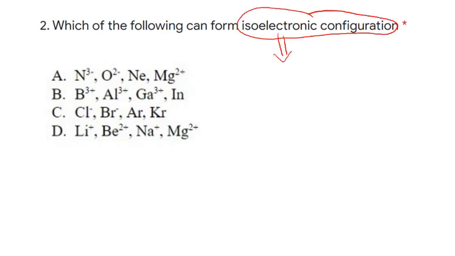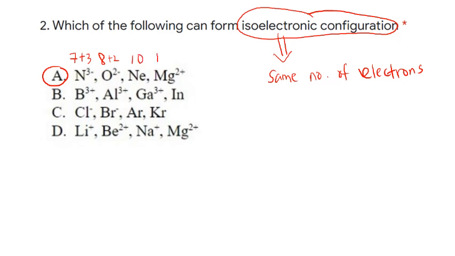Isoelectronic has the meaning of the same number of electrons. Okay, so the answer will be A. N3 negative, nitrogen basically has 7 plus 3, oxygen 8 plus 2, neon 10, magnesium 12 minus 2. So all of these have 10 electrons.